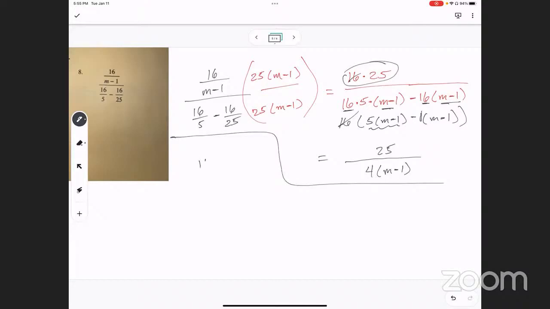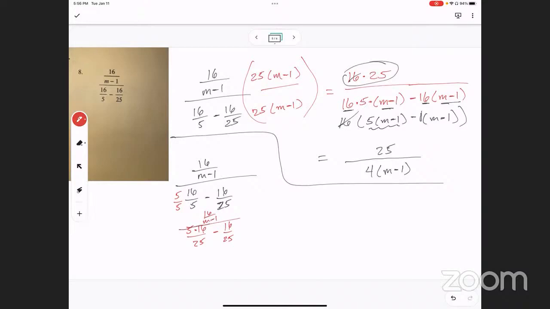Here's method 2. 16 over m minus 1. This method 2 is not really too bad to do, but I still like clearing the fractions. The least common denominator on the bottom, if I want to add those together, is 25. So I have to multiply this by 5 over 5. What's 5 times 16? Let's just write 5 times 16. So that's 5 times 16 over 25 minus 16 over 25. That's the bottom, all over 16 over m minus 1.